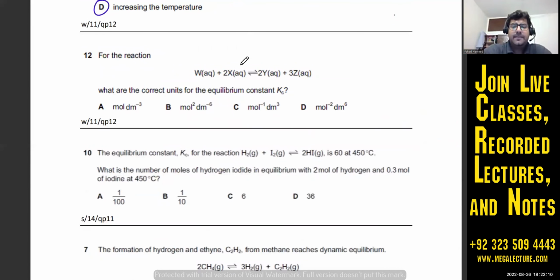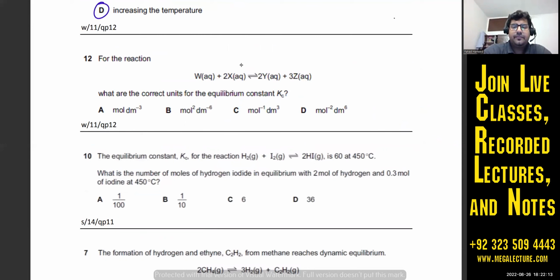It's going to be Kc will be y squared, z cubed, w, or x squared. So concentration को आप x ले लो, so it's going to be x to the power 5 and divided by x to the power 3, right? So you get x to the power squared. And what is concentration? It's mole per dm cube, so it's mole squared dm minus 6.